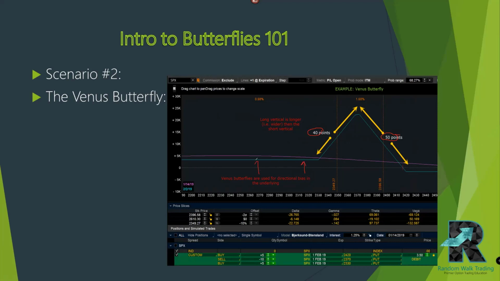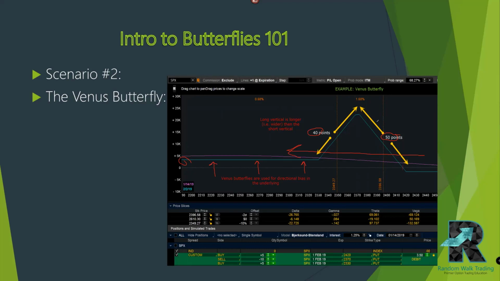So in a broken wing butterfly, you can have some margin here. Here, if the underlying continues to go all the way down and go through the butterfly, I still can make some money down here. So these Venus butterflies I typically use in a directional bias. So as traders, we know that you can make a play to the upside if you're bullish. You can make a play to the downside, or you think the underlying is not going to go anywhere, so it's going to sit there.